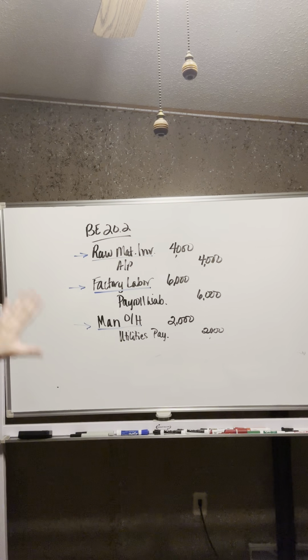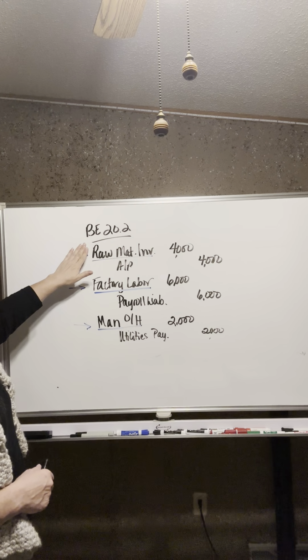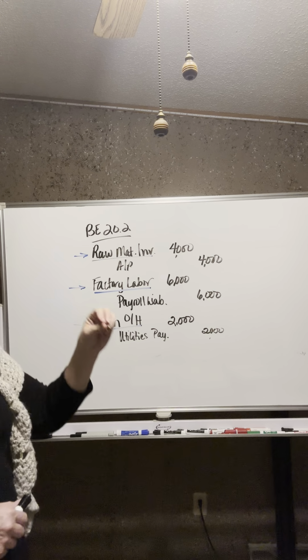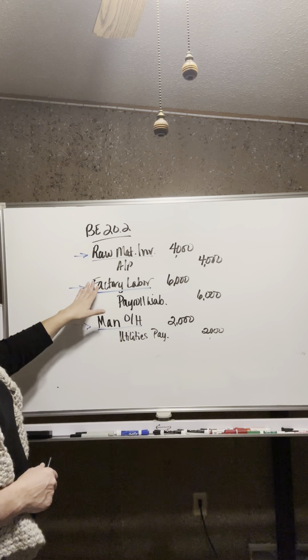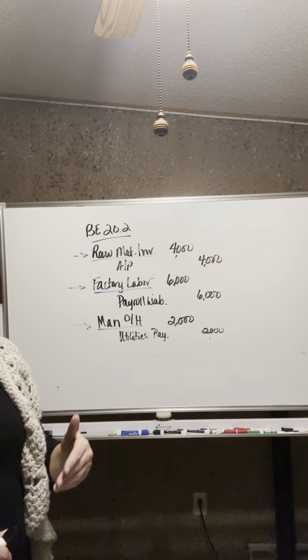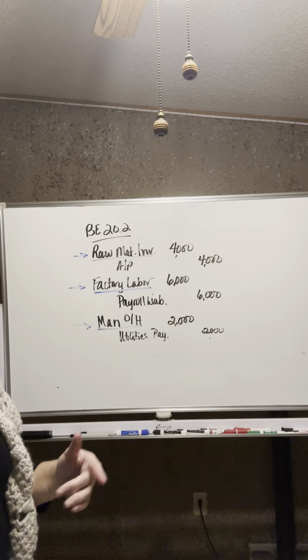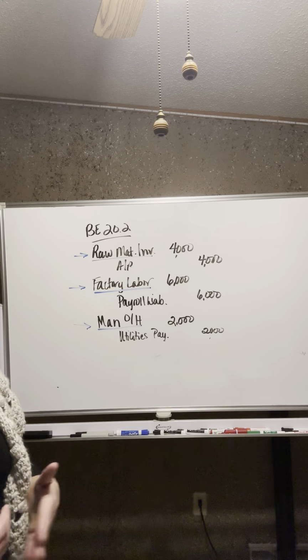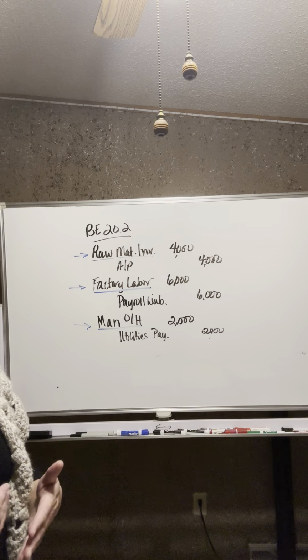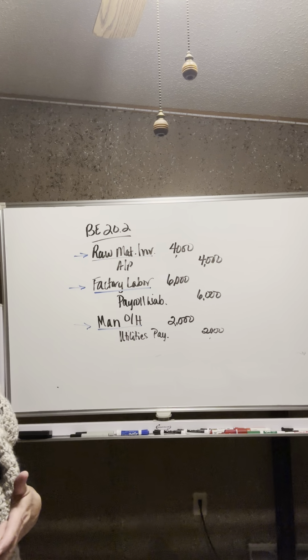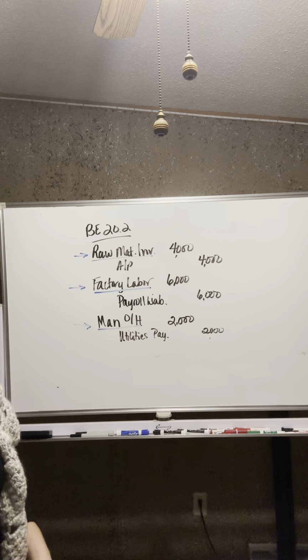So by keeping them separate, we know how much is going into it for the pieces. We know how much labor has gone into it to put it together, and we know how much general overhead has gone into it to put it together. Those three things added together is going to equal your total cost of your product that's completed at the end.